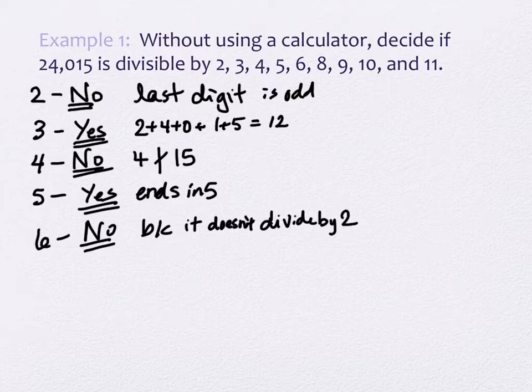Next one is 8. Unfortunately, we don't have any properties or rules for 7s, but 8. So 8 means taking the last 3 digits, and I did use a small number with a 0 at the beginning, right? 0, 1, 5. So 8 does not divide 015, or the number 15. So this one's a no. I forgot my word no. Let me move that over.